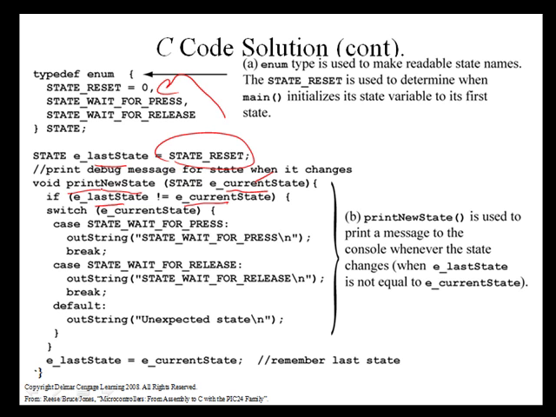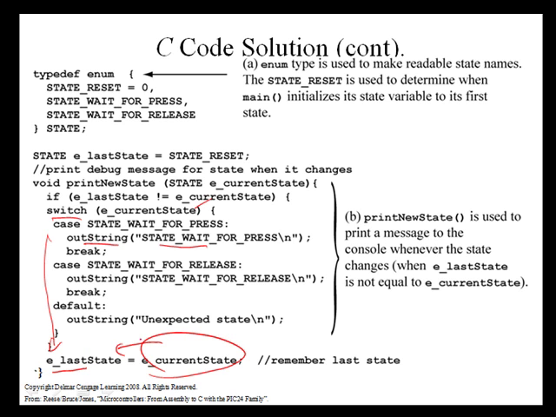So the very first time we call this function, these will not be equal to each other, and so we're then going to execute this switch statement, and simply based on the state, we're going to print out an informational message. At that point, we're going to exit the switch statement here, and we're going to set our last state equal to our current state.